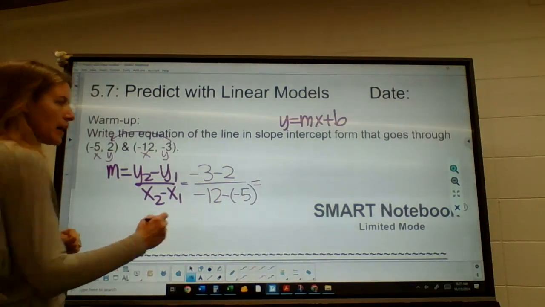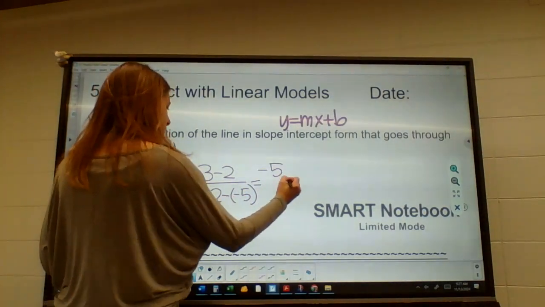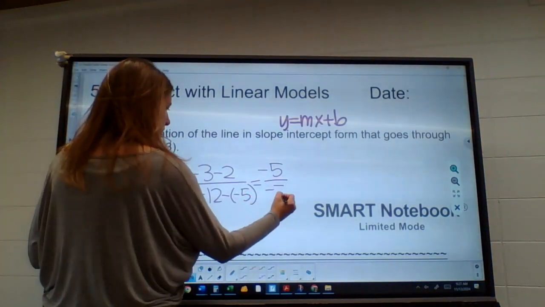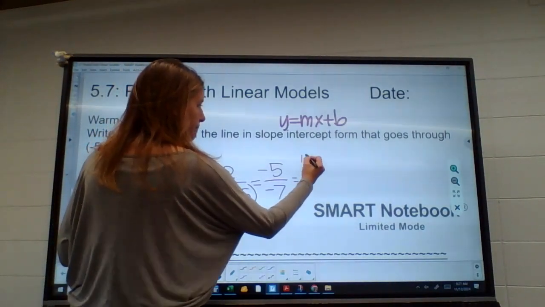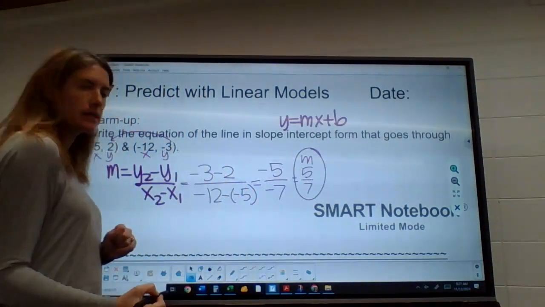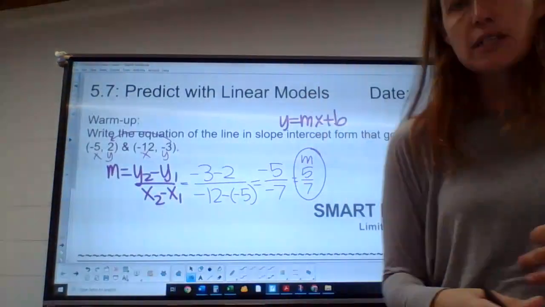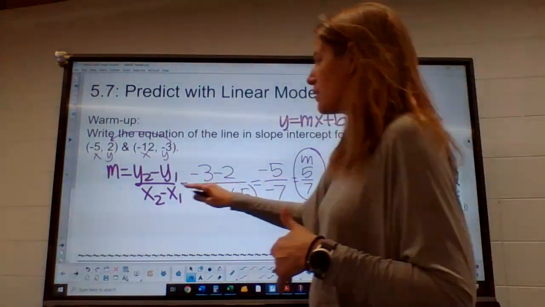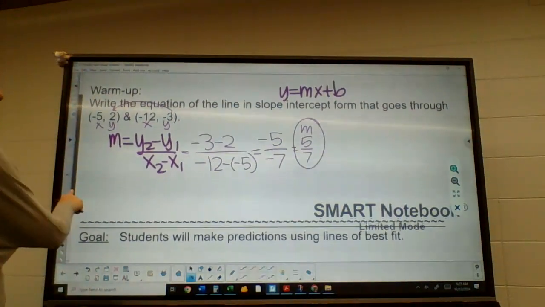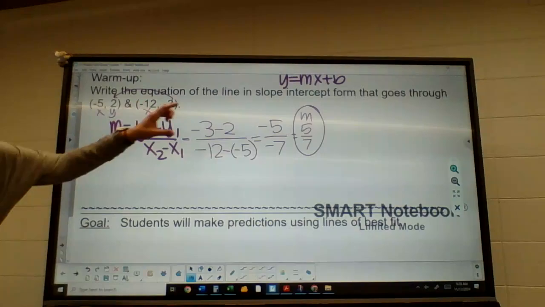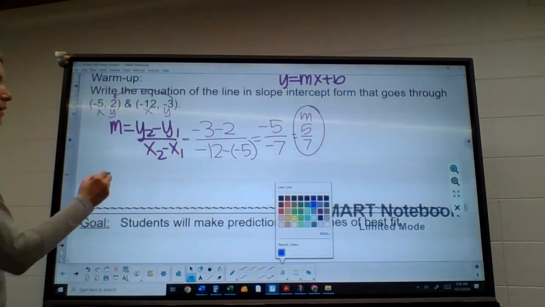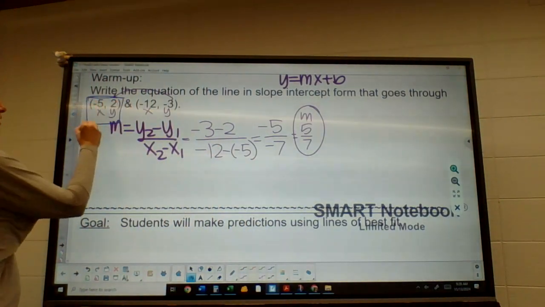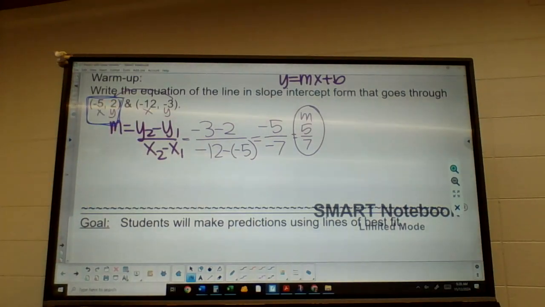So in this case, I end up with a -5 over -7. So 5/7 is my slope. Now I'm going to warn you guys, this one works out to not be a very nice number for our b value. So it's going to be a little bit tougher to find b in this case. So that's my slope. Then I'm going to take that along with one of these points. I'm going to use the smaller of the 2 points, just nicer numbers to work with.